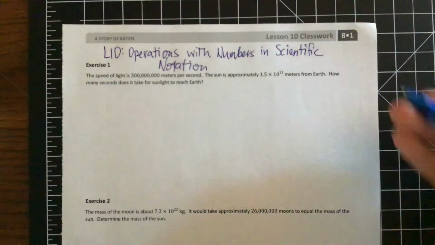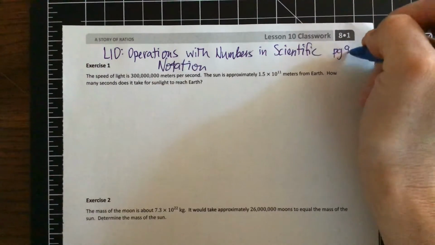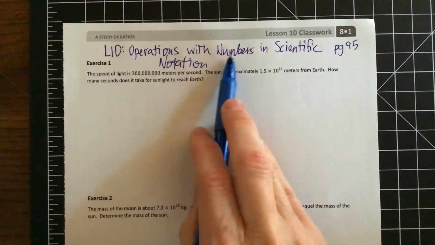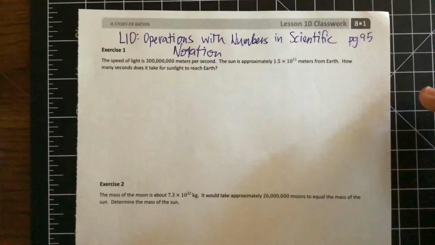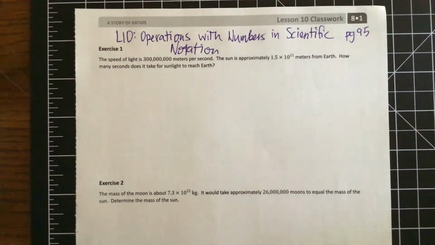Hi guys, we are on lesson 10. It is page 95 of your workbook and it is called Operations with Numbers and Scientific Notation. So really it's just practice problems with scientific notation and standard notation.